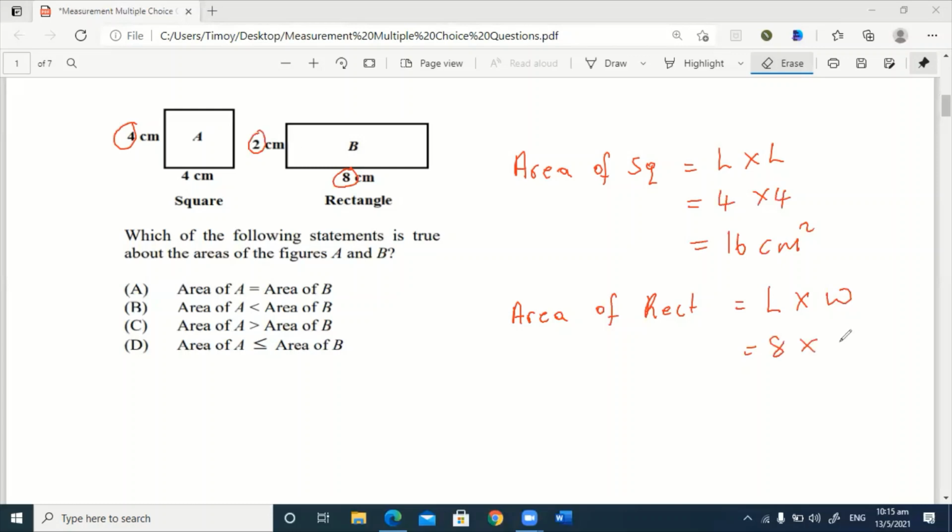So it's going to be 8 times 2. What is 8 times 2? That's going to be 16. Remember the unit, it's area, so it's going to be squared centimeter. Now, when we look at both areas, what do we realize? The area of the square is equal to the area of the rectangle. So let's look for that statement. Here in A, it says the area of the square is equal to area of B. So our answer is going to be A.